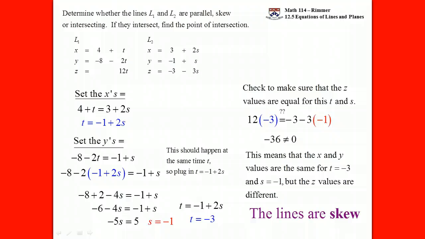That's a typical question you might see. Here are two lines. Tell me if they're parallel, skew, or intersecting. We've seen how to do that for each of these three types. That second one was kind of fast, but you get the point. Any questions?